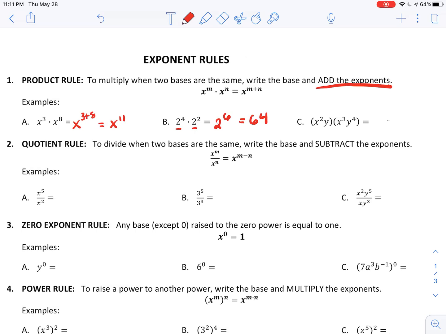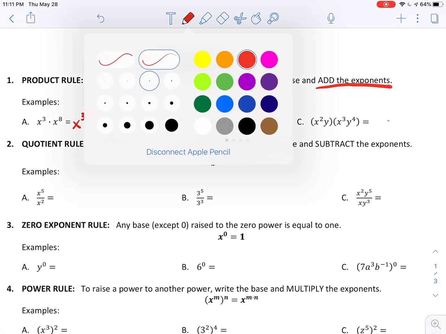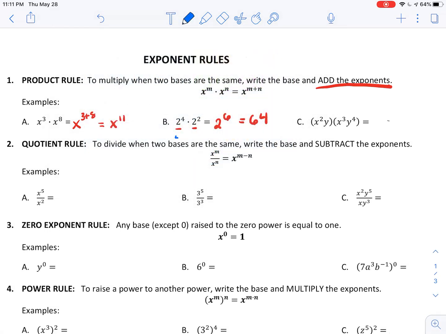The most common mistake with questions like this is people write, and I'll put this in blue so you know it's a mistake, 4 to the 6th. They multiply the 2's. If the bases are the same, you have to bring that same base along with us, okay? And it works when we have multiple variables.